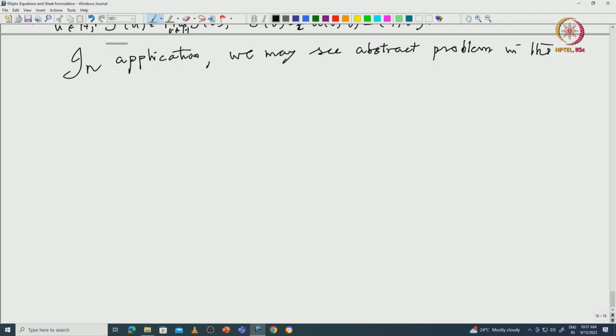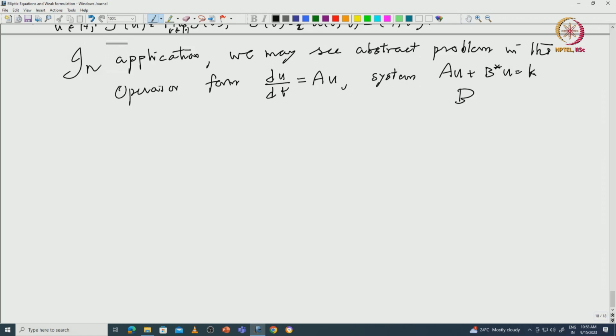Already you are seeing abstract problems, but you can also represent, instead of the variational structure, in terms of the abstract operator form. Okay, abstract operator form, something like du by dt equal to Au, which we will see in the evolution situation. But for systems, you will also see in the elliptic form something like Au plus B star of p equal to f, and B of u equal to L. We will see examples. So these are all motivated from examples. This may be in some Hilbert space and this will be in another Hilbert space, etc.